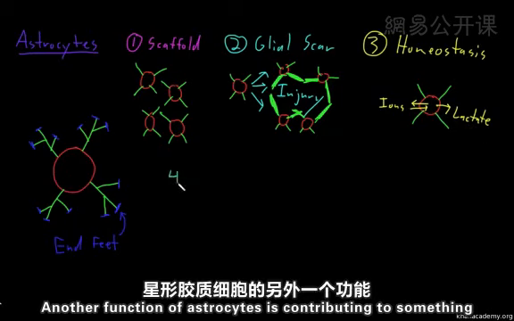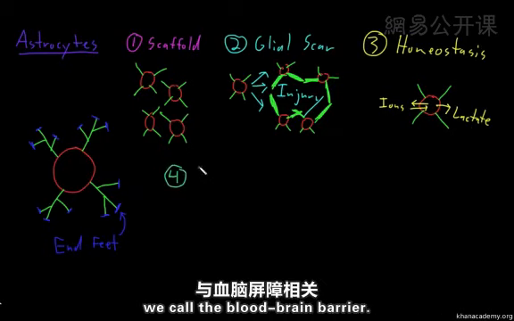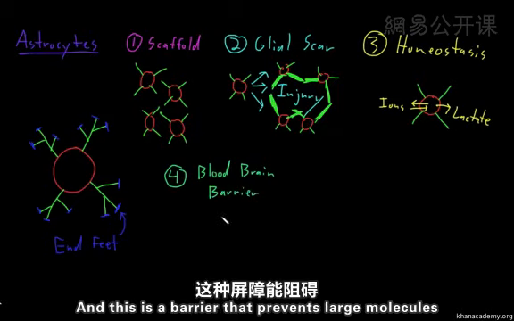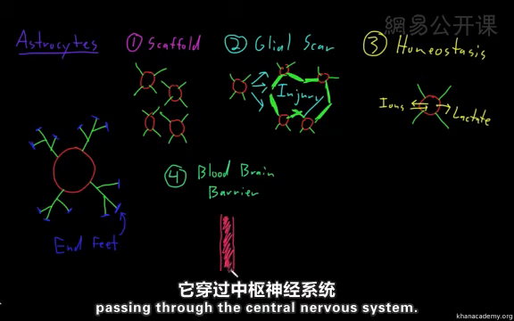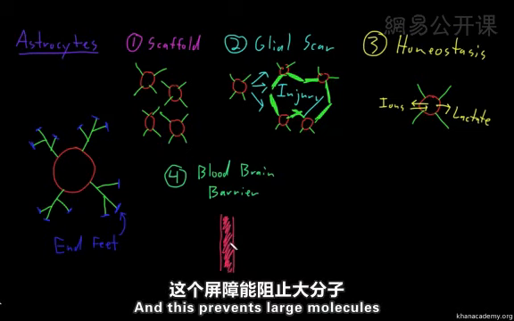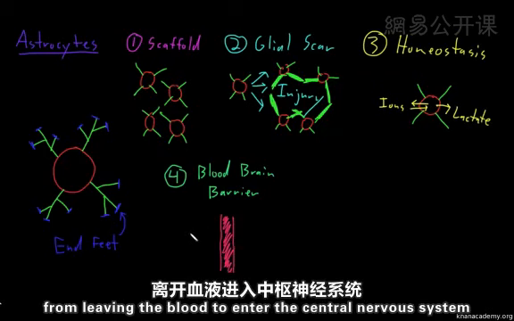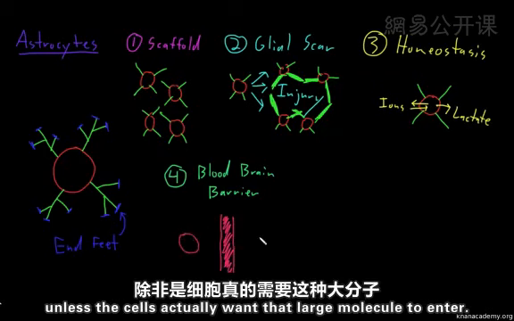Another function of astrocytes is contributing to something we call the blood-brain barrier. And this is a barrier that prevents large molecules in the bloodstream. So I'll just draw a little blood vessel passing through the central nervous system. And this prevents large molecules from leaving the blood to enter the central nervous system unless the cells actually want that large molecule to enter.